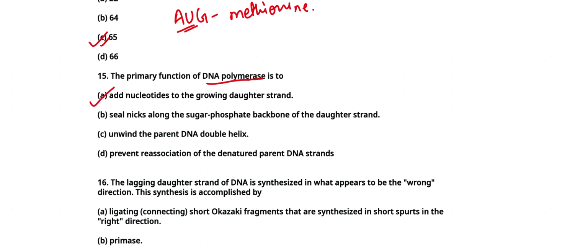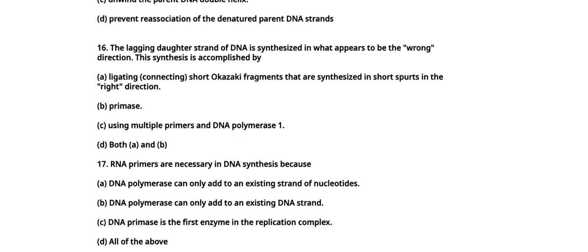16th question is, the lagging daughter strand of DNA is synthesized in what appears to be the wrong direction. This synthesis is accomplished by, answer will be D, that is A and B, because A is ligase, connecting short Okazaki fragments that are synthesized in short splits in the right direction, and B is primase.